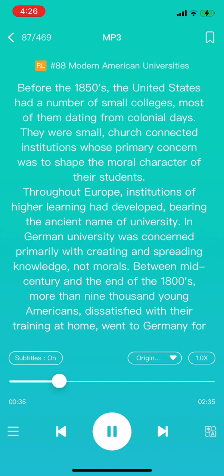Between mid-century and the end of the 1800s, more than 9,000 young Americans, dissatisfied with their training at home, went to Germany for advanced study. Some of them returned to become presidents of venerable colleges, Harvard, Yale, Columbia, and transformed them into modern universities. The new presidents broke all ties with the churches and brought in a new kind of faculty. Professors were hired for their knowledge of a subject, not because they were of the proper faith and had a strong arm for disciplining students.